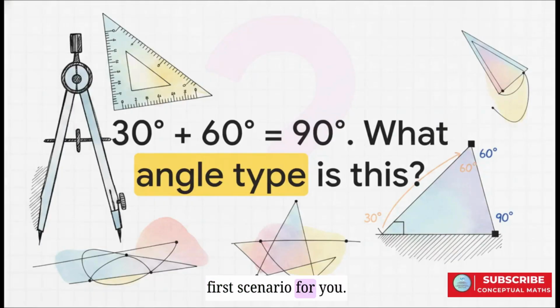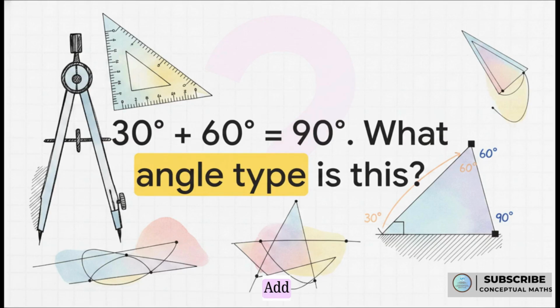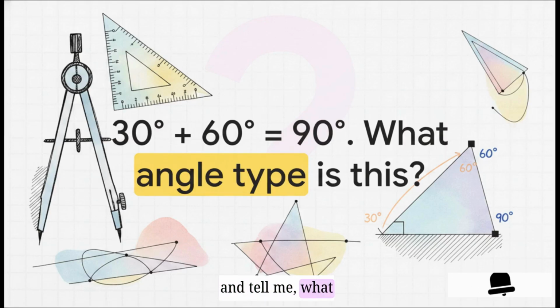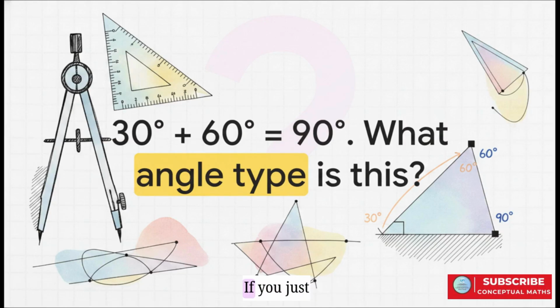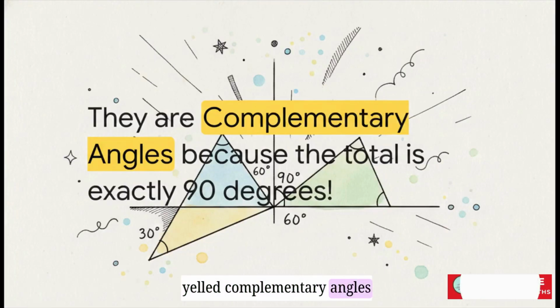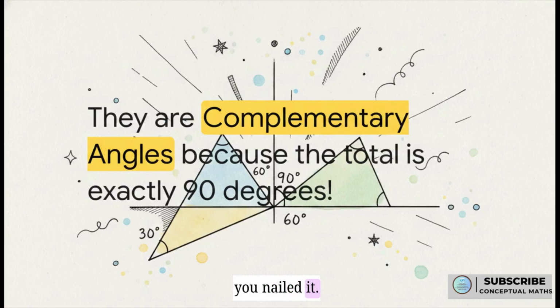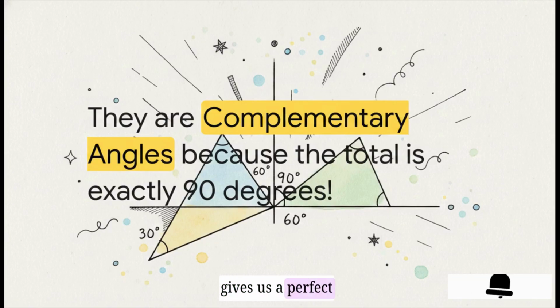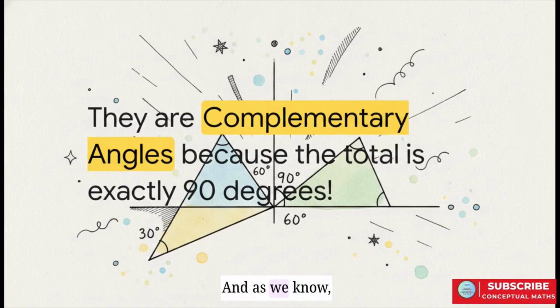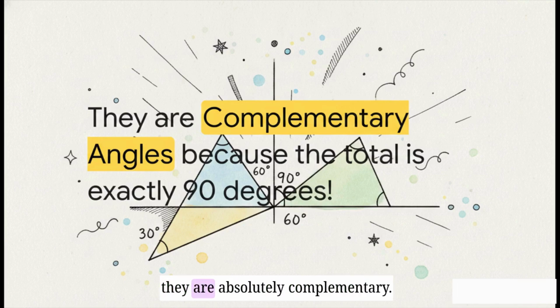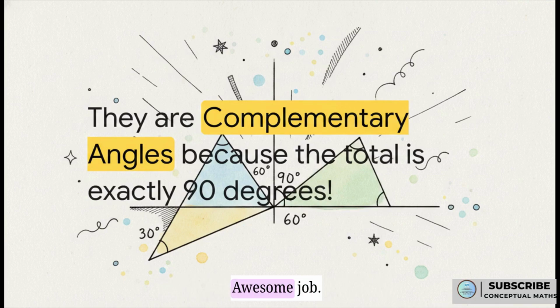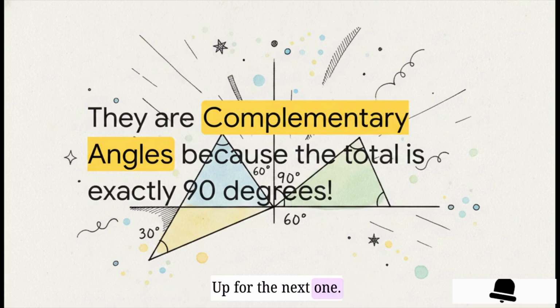All right, first scenario for you. You've got an angle of 30 degrees and another angle of 60 degrees. Add those up real quick and tell me, what type of angles are we dealing with here? If you just yelled complementary angles at your screen, you nailed it. 30 plus 60 gives us a perfect 90 degrees. And as we know, that magic 90 means they are absolutely complementary. Awesome job. Let's level up for the next one.